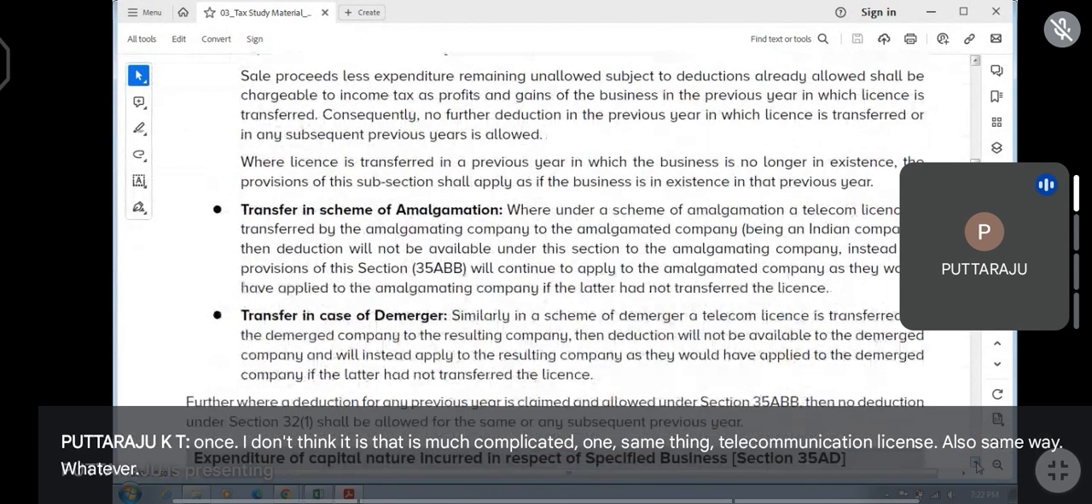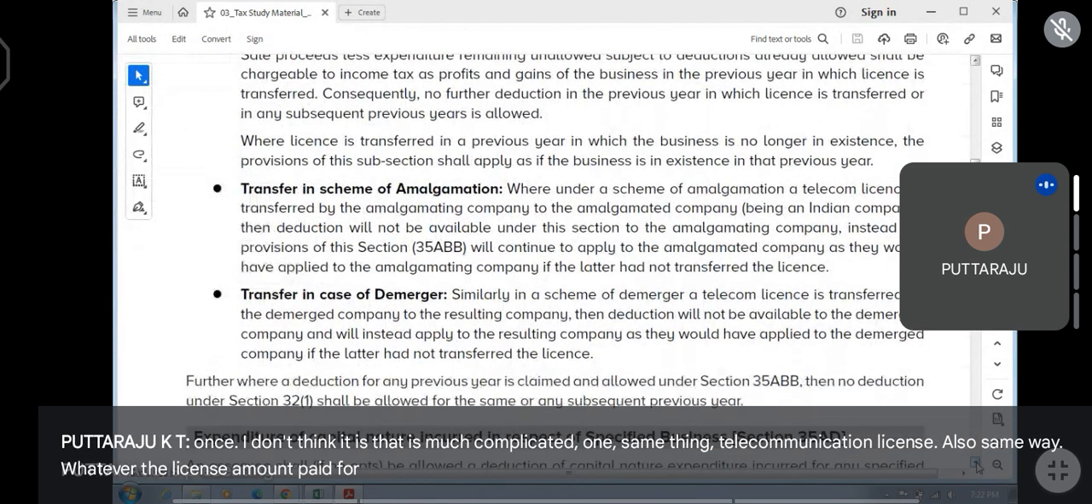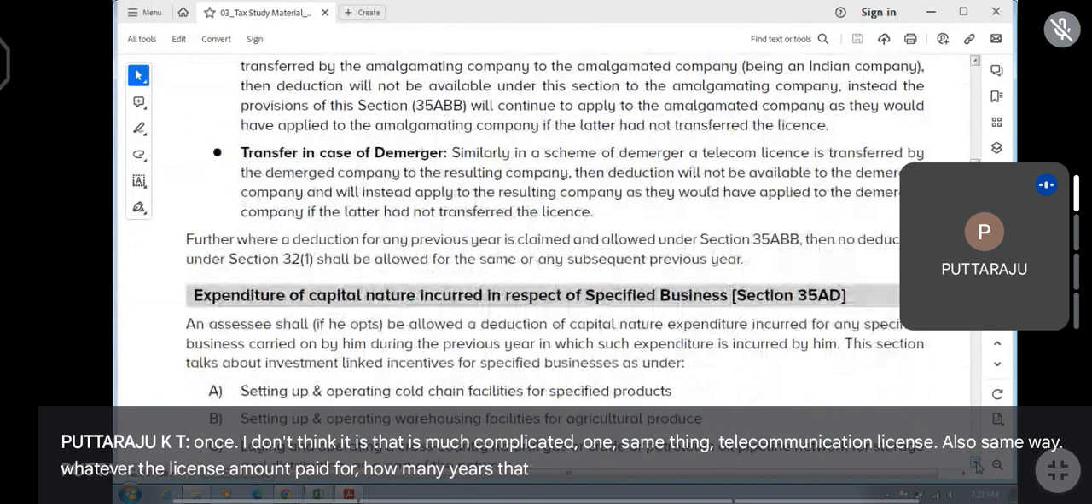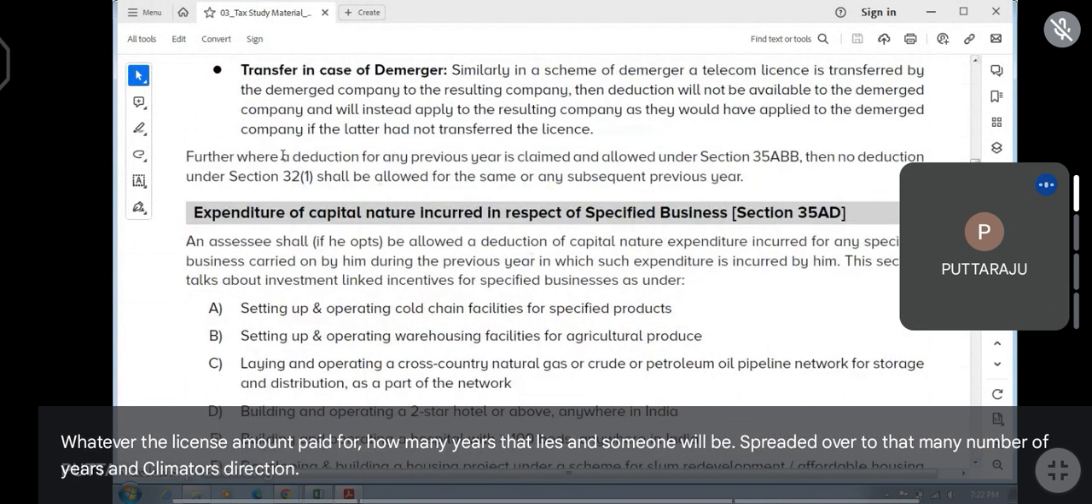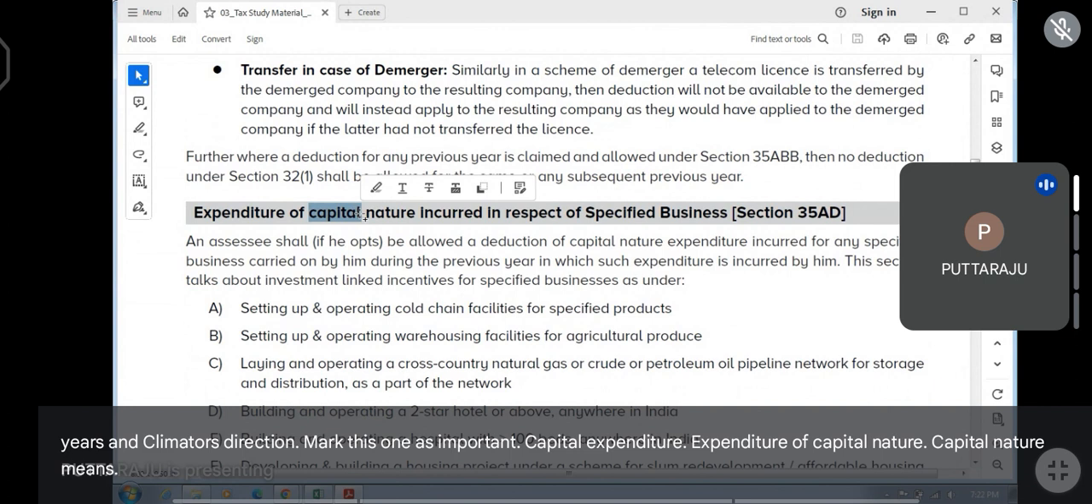Whatever the license amount paid for how many years, that license amount will be spread over that many number of years and claimed as deduction. Mark this one as important: capital expenditure. Expenditure of capital nature. Capital nature means any asset purchased. Here, goodwill, financial instrument and land is not included.